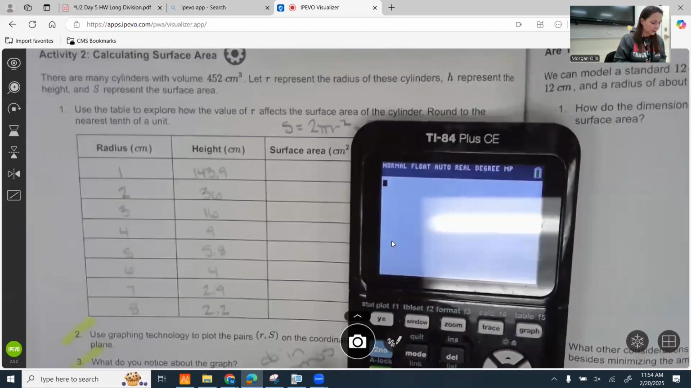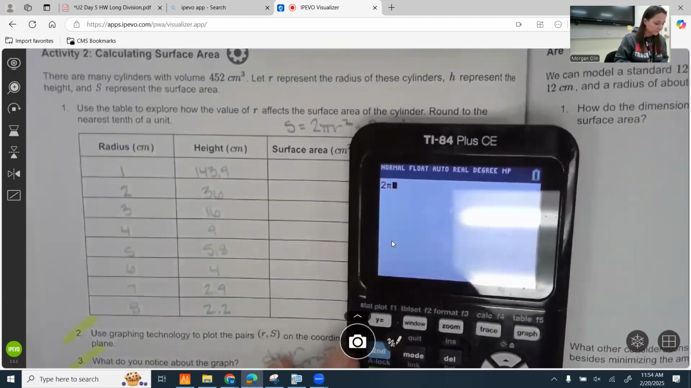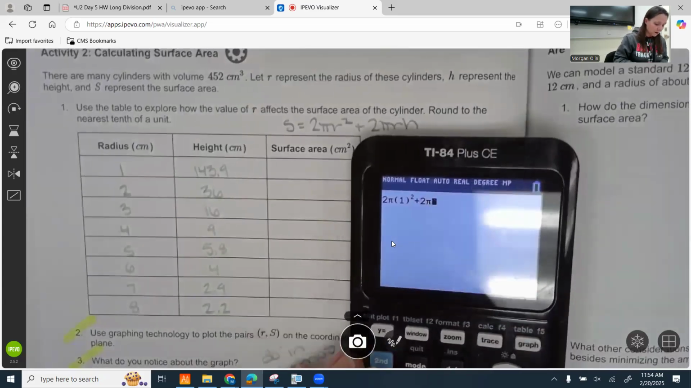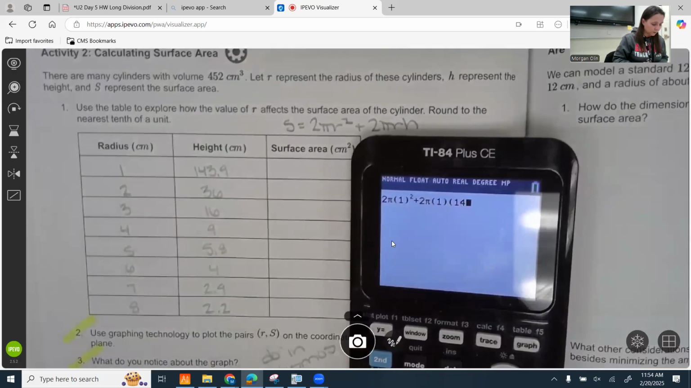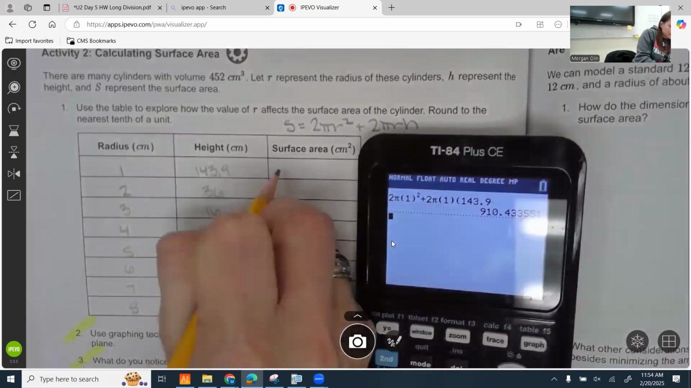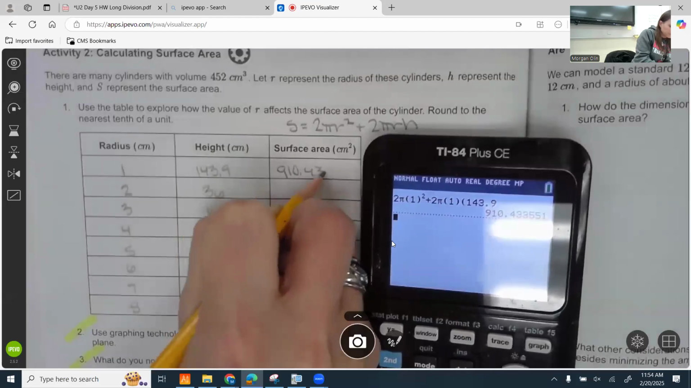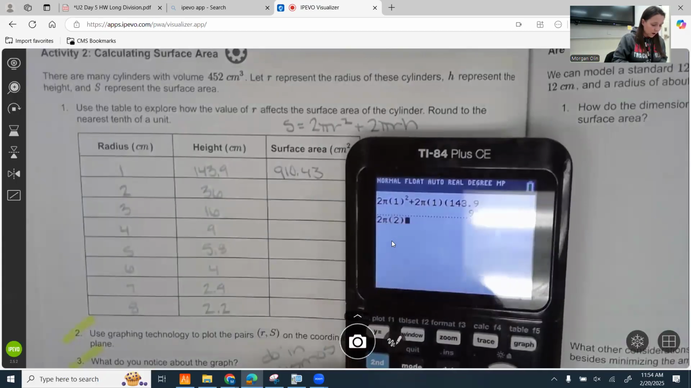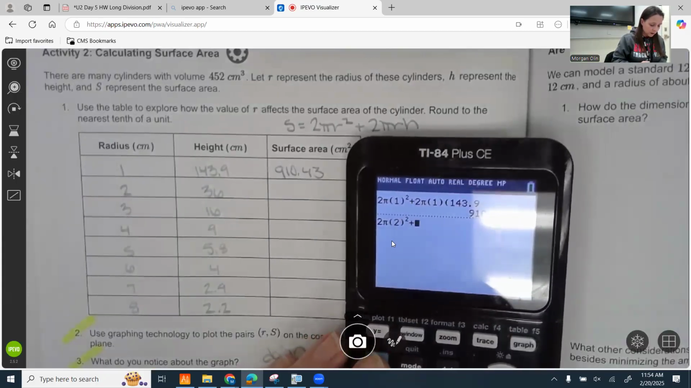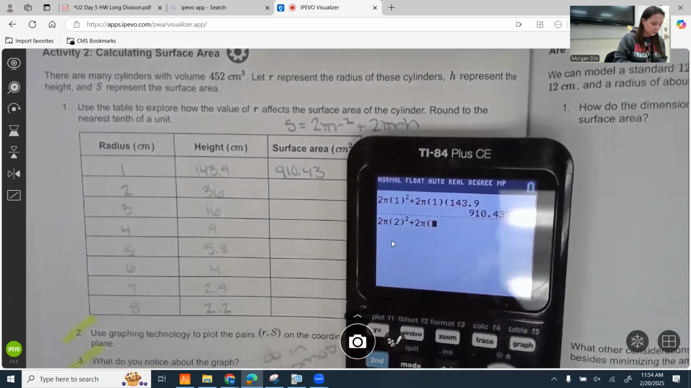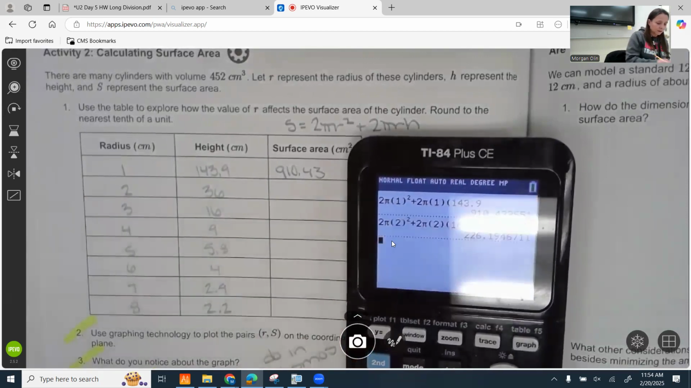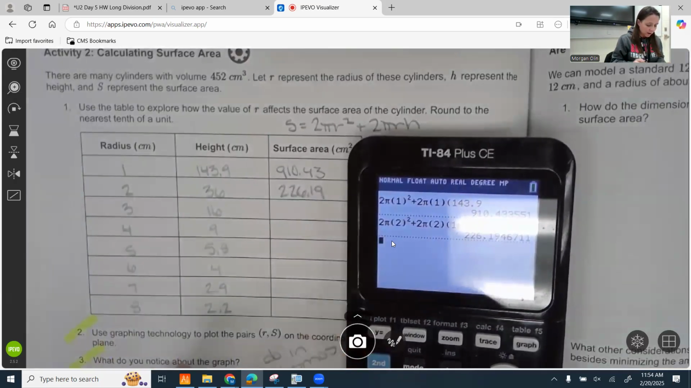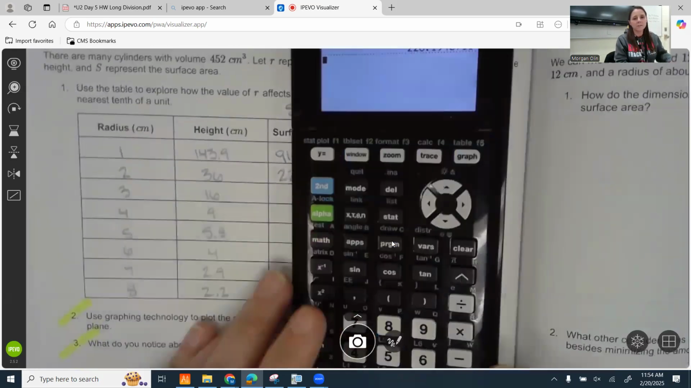And I'm going to quickly plug this in. So 2 pi r, where r is 1, squared, plus 2 pi r h. So 143.9. All right, so this is 910.43. Okay, so let's go to 2 pi times 2 squared, plus 2 pi times 2, and then that's times 16. So 226.19.